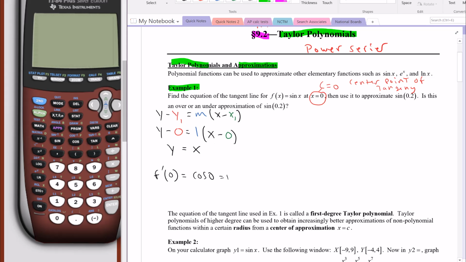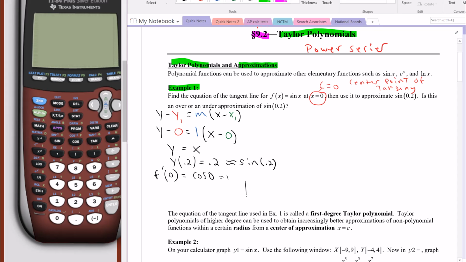This is our approximation. And then if we wanted to approximate sine of 0.2, we would evaluate this at 0.2, right? We do y of 0.2, and we would get 0.2. And what we're saying is that this is pretty close to sine of 0.2, like it's an approximation for sine of 0.2. And it's asking if it's an overestimate or underestimate.